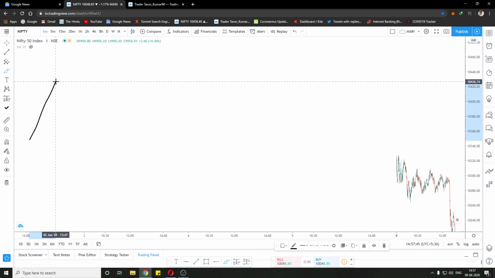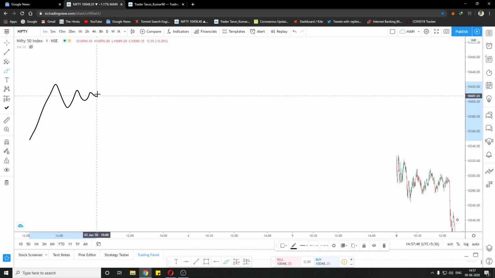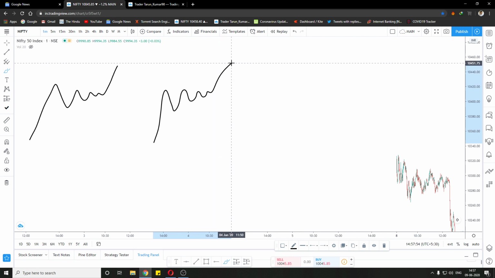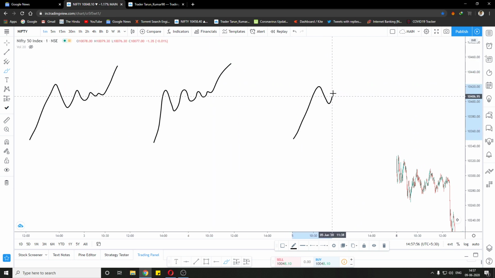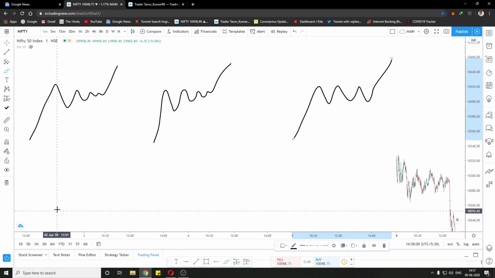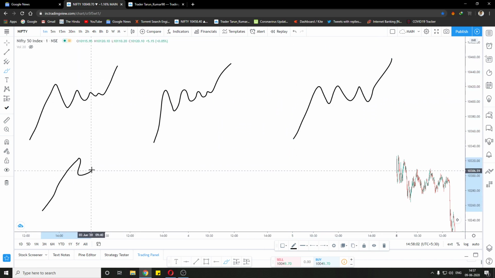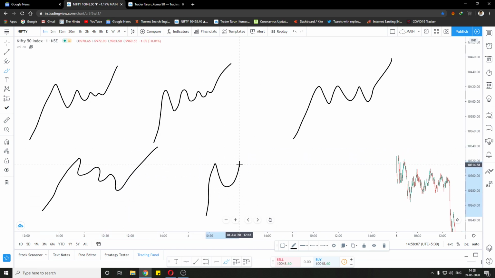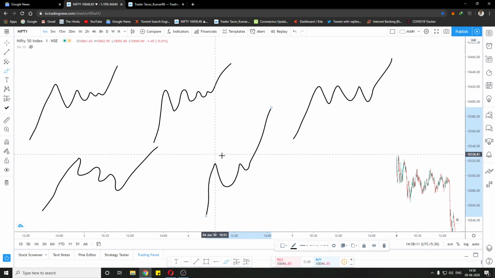They are the symmetrical triangle. This is the ascending triangle. Then we have the rectangle pattern. Then we have the bullish flag. And finally we have the cup and handle pattern. So I hope these 5 patterns are clear.